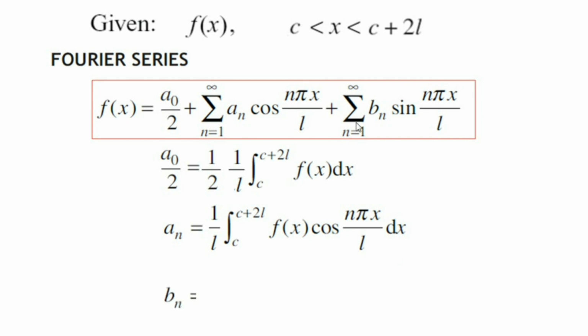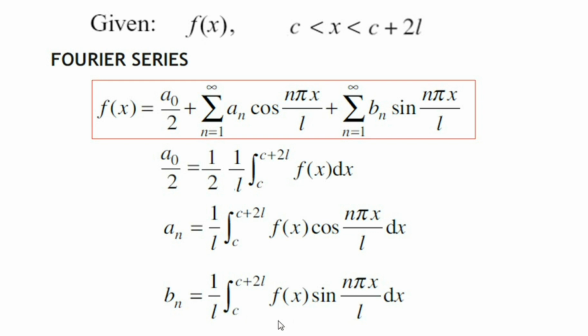Bn is estimated from 1 by L integral c to c plus 2l f of x sin n pi x by L dx. L is the parameter from the period 2l, c is the initial endpoint, c plus 2l is the final endpoint of the interval, f of x is the given function. We can evaluate this particular integral and we will get the value of bn.